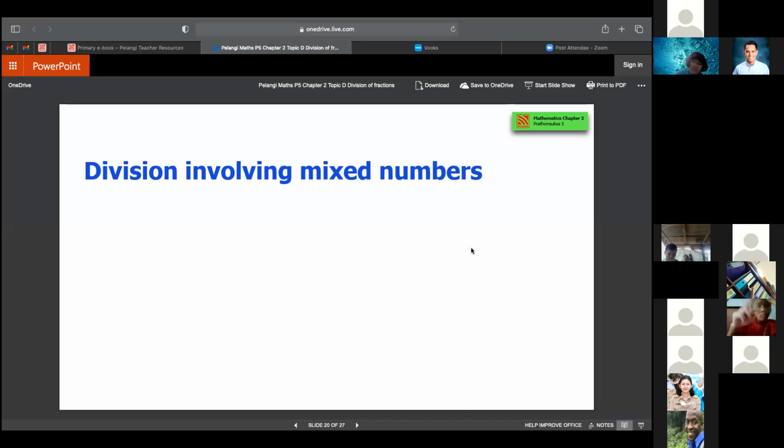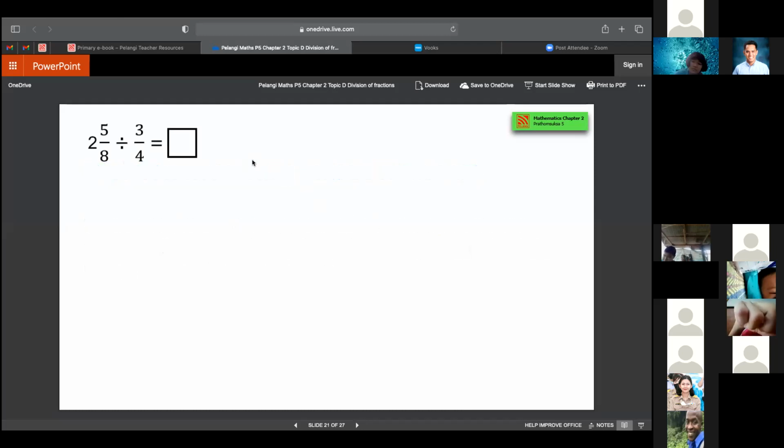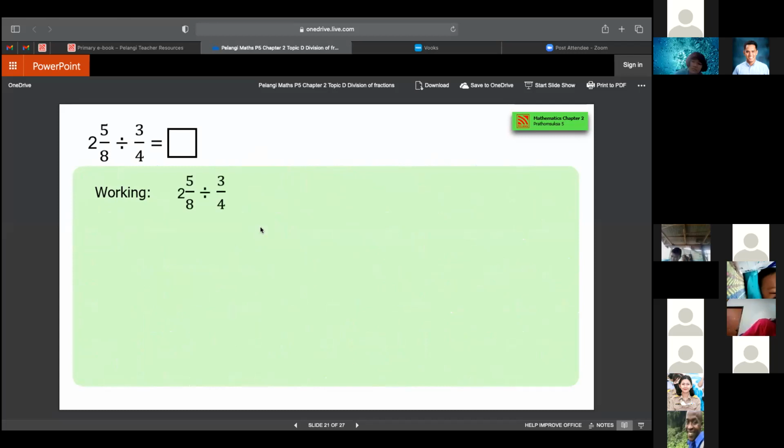Now, how about if we have mixed numbers? I think you already have the idea. When performing a division involving mixed numbers, convert the mixed number into an improper fraction before performing the division. So if you have a mixed number, make it an improper fraction, so you only have a numerator and denominator. Example, 2 and 5/8 is a mixed number. We will change it first to improper. So 2 and 5/8: 8 times 2 plus 5, we have 21.